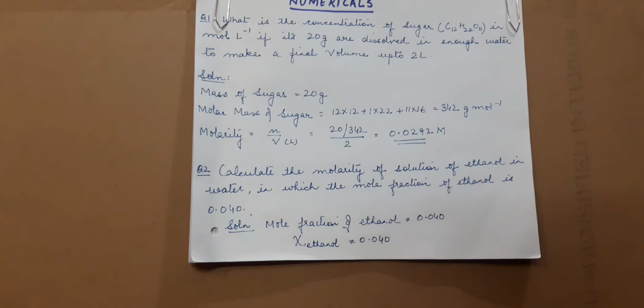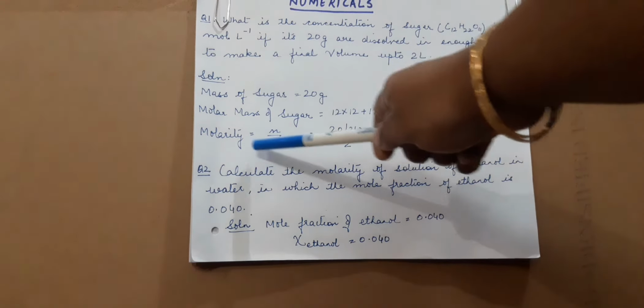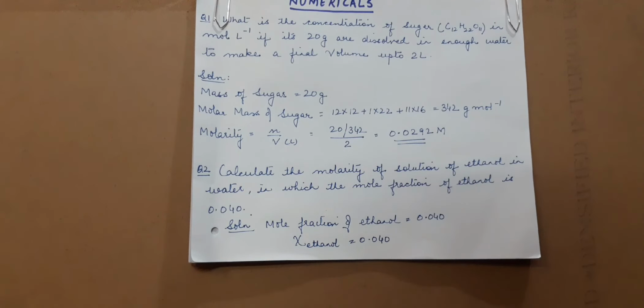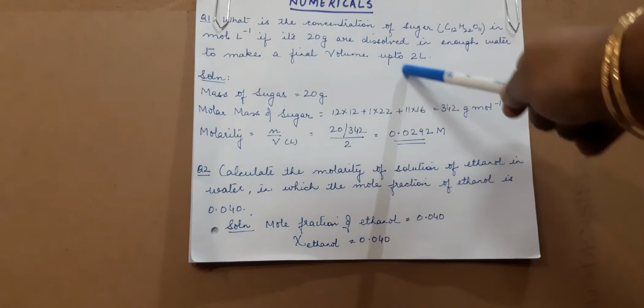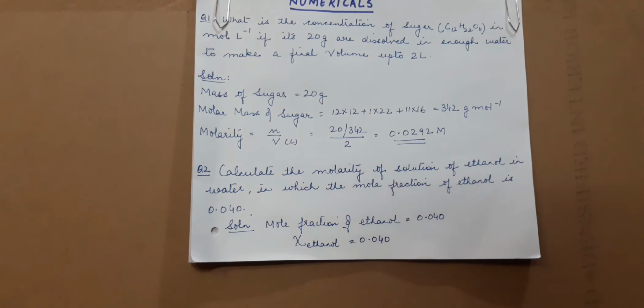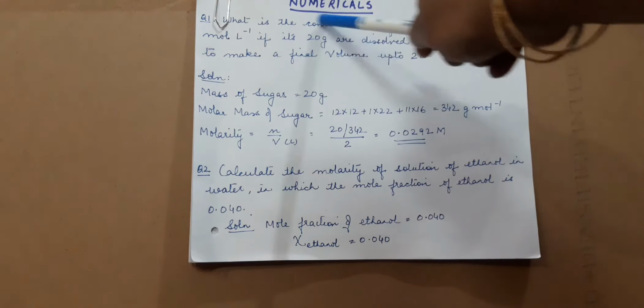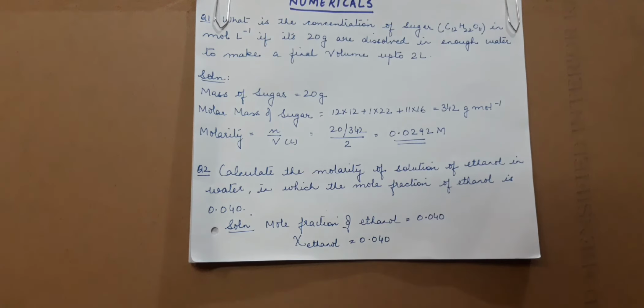So, to know the molarity of a particular solution, what is the formula? Molarity is equal to number of moles divided by volume in liters. The volume is given already in liters as 2 liters. Okay, so number of moles. Now, how to calculate number of moles? You have already done that earlier. We know the mass of the given sugar here, that is 20 grams.